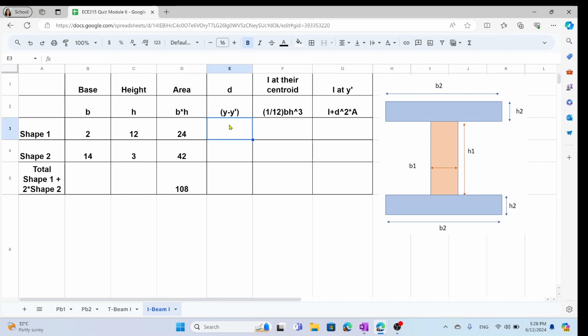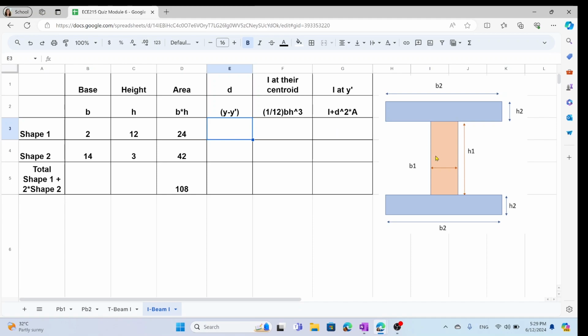We need the distance between the centroid of the general shape and the centroid of each element, each rectangle. So if we are strategic, we put the referential y equals 0 at the center because that's our centroid. We don't need to find the centroid because it's perfectly symmetrical. If H2 and H2 there were different, that would not be the case. But this is perfectly symmetric, so we know that the y will be in the middle of the H1. But what we need is a distance from this centroid of the I-beam and the centroid of the rectangle for the parallel axis theorem.